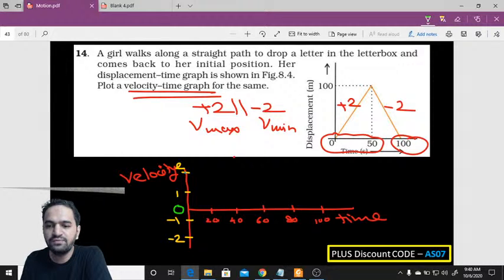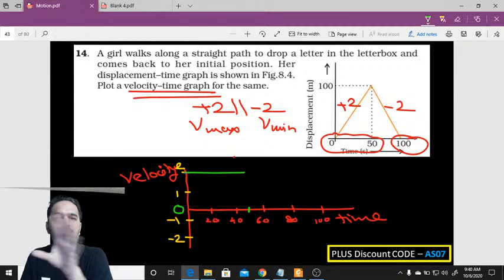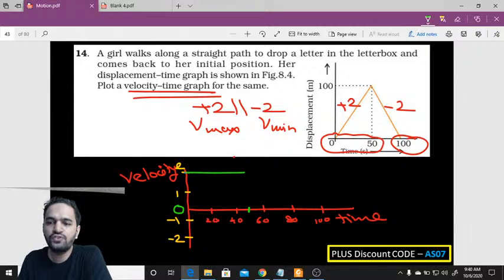Now where is 50? 50 is here. Okay, so do one thing. Draw a straight line. Your velocity is not changing from 0 to 50 seconds, right? From 0 to 50 seconds, your velocity is not changing. So I have shown the velocity as 2 meter per second. Okay, so this is my 50.